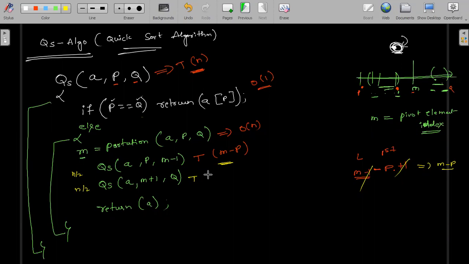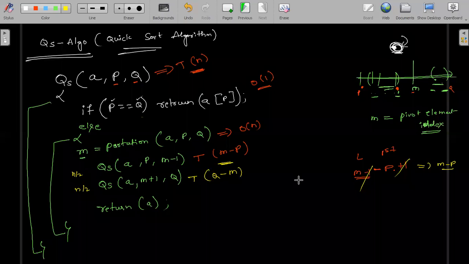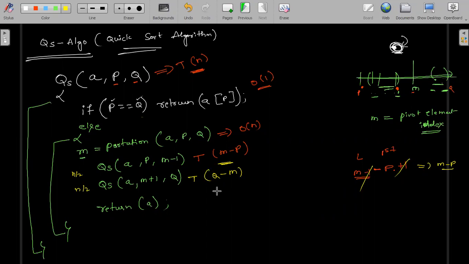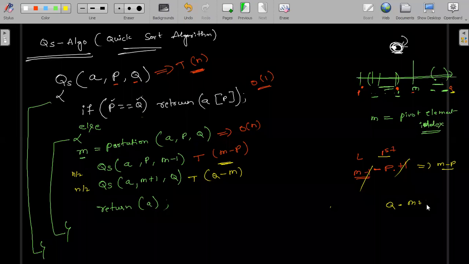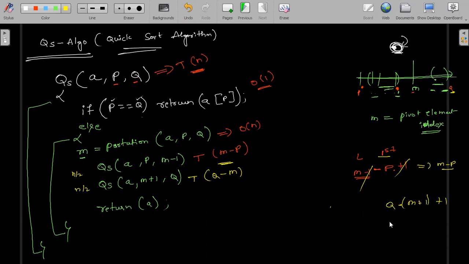Here also the same thing: T of q minus m. I will show you how I got this too. See here, everyone. Q is the last, minus the first, which is m plus 1. So it becomes q minus m minus 1 plus 1. Minus 1 plus 1 cancels. What you get is q minus m. That is the reason why it is q minus m here. Understood? It's clear.